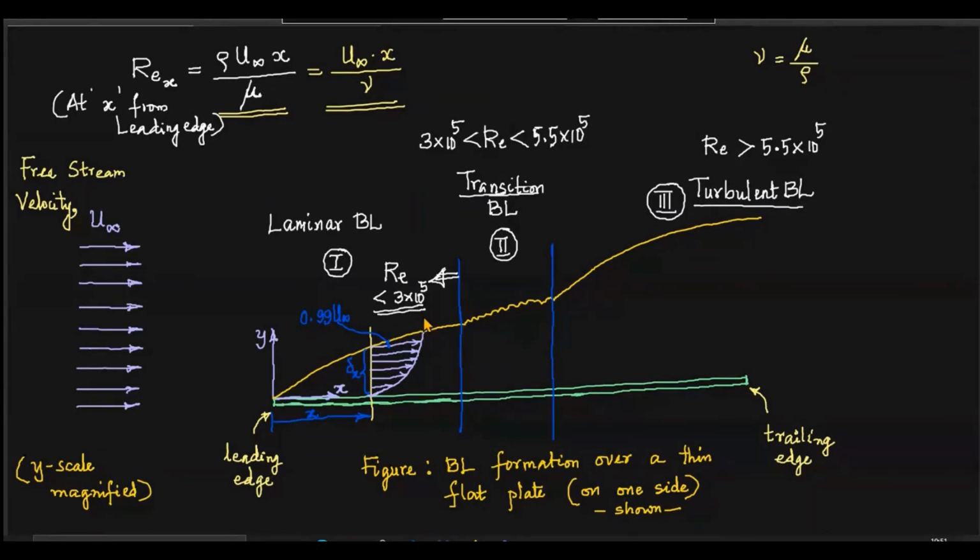This velocity profile, if you extend it and draw the velocities outside, will be the same. This will be u infinity outside. But at the edge of the boundary layer, it will be 0.99 times u infinity. The reason is that the curve is asymptotic.